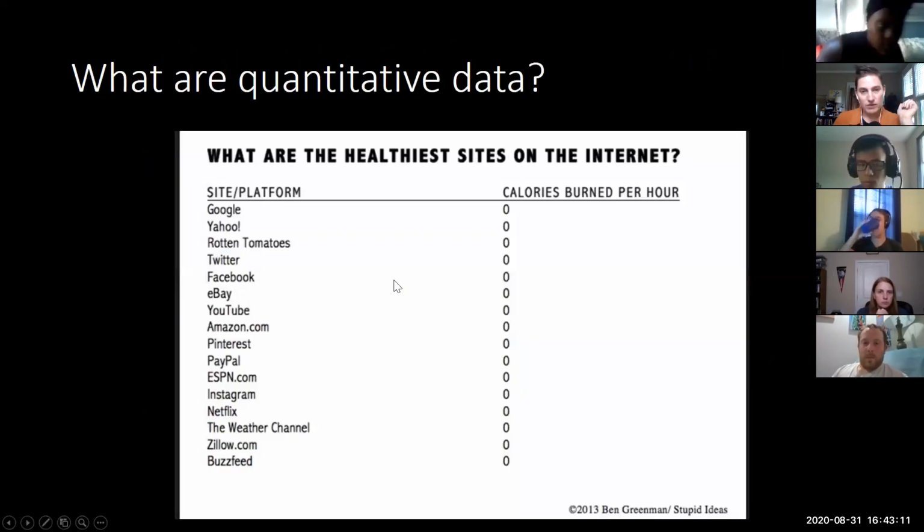This is my example of a bad example of quantitative data because it made me laugh a lot. What's the healthiest site on the internet? For every single one of these, you burn 0 calories.